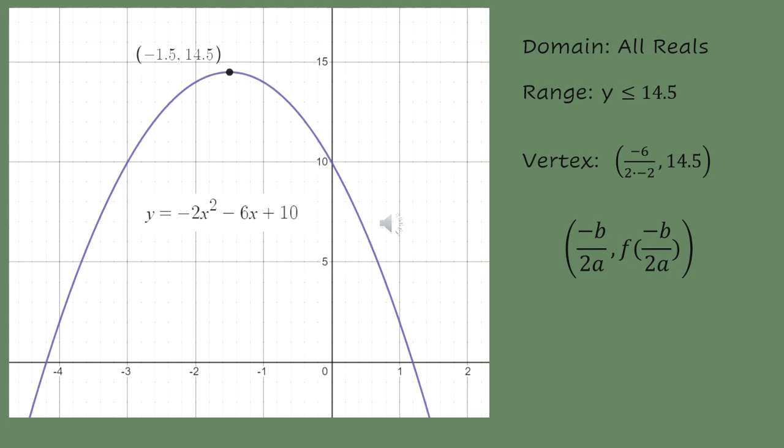So parabolas are always going to have restricted ranges. They have a point where they turn around. Here it's the maximum point, so all y values are less than or equal to 14.5. If the parabola opened upward, then they're going to have a minimum, and y will always be greater than or equal to some value. But the domain will always be all real numbers unless there's some application that makes restrictions.